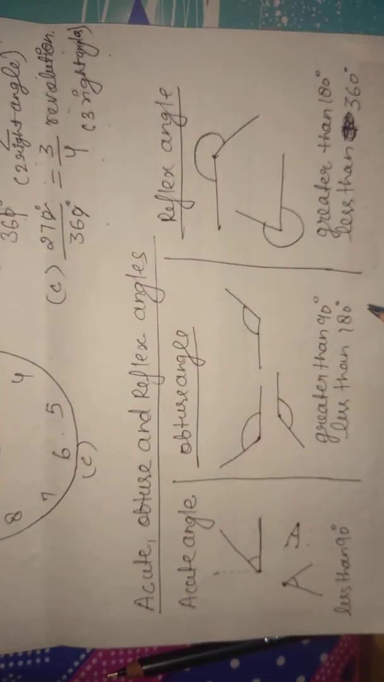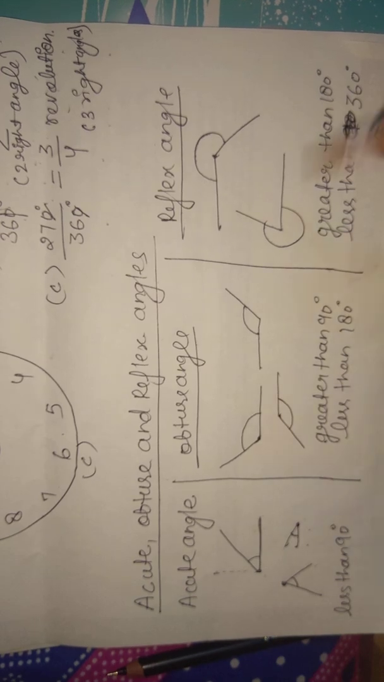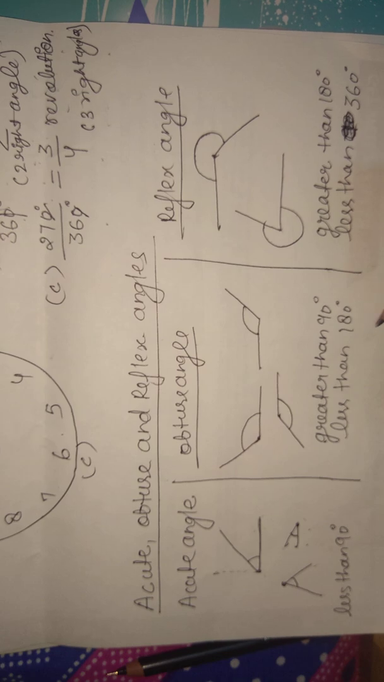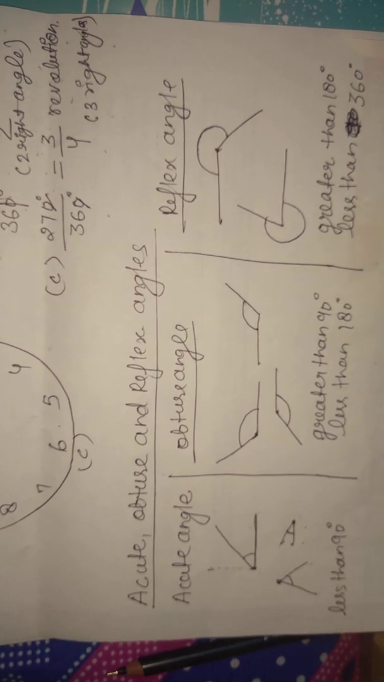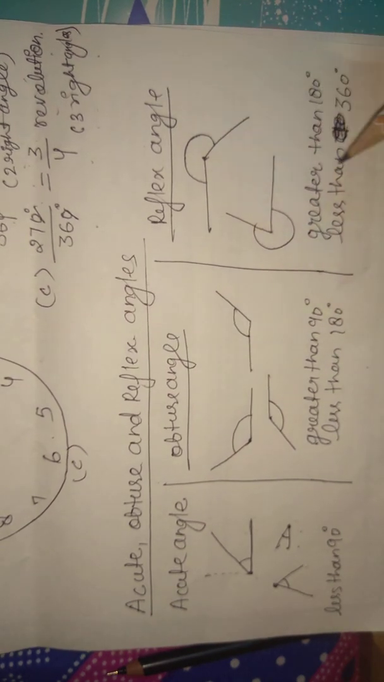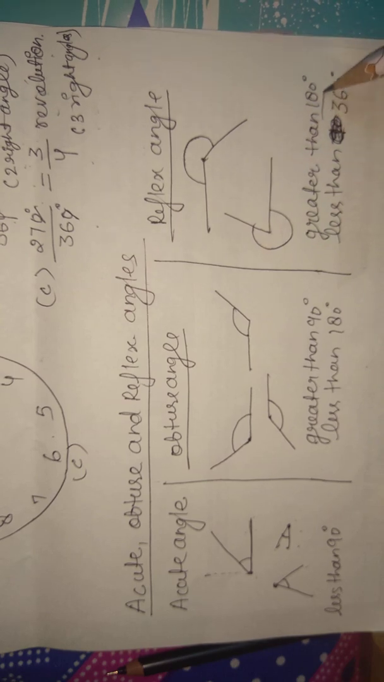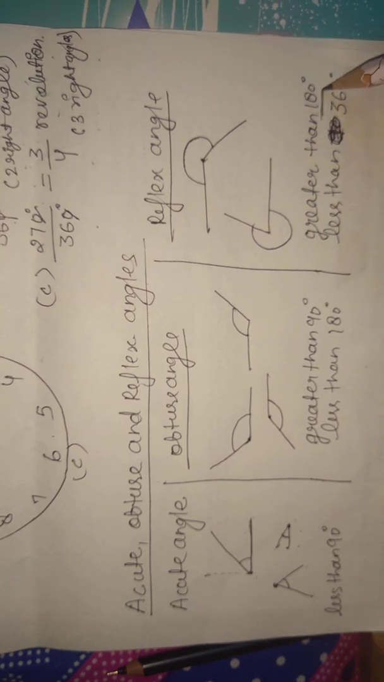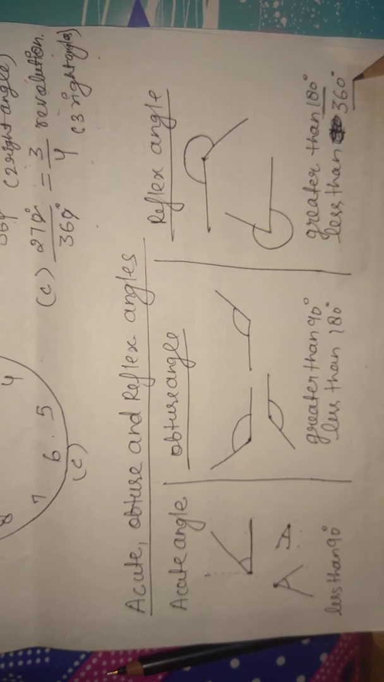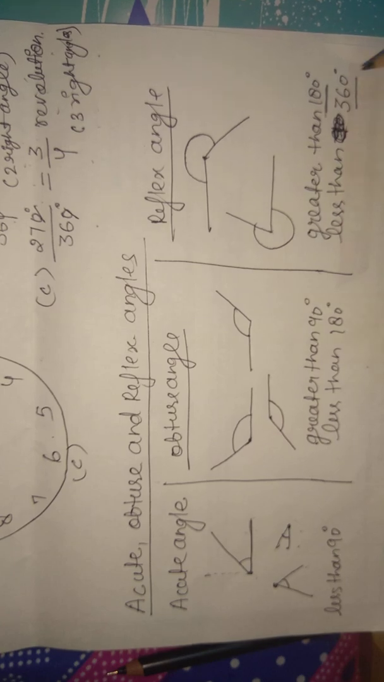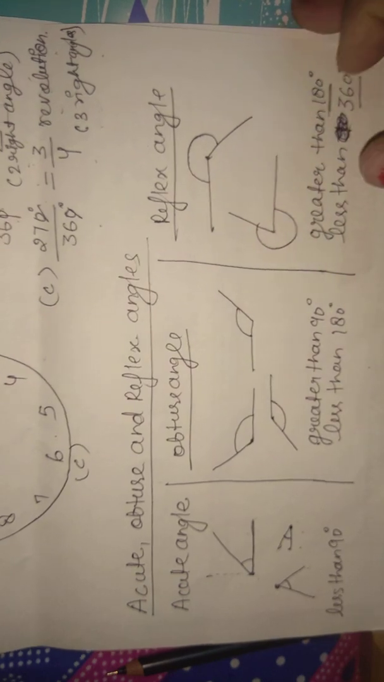Now the second one is the obtuse angle. An angle greater than a right angle and less than a straight angle is called an obtuse angle. Same for the reflex angle: an angle greater than 180 degrees and less than 360 degrees is called a reflex angle.